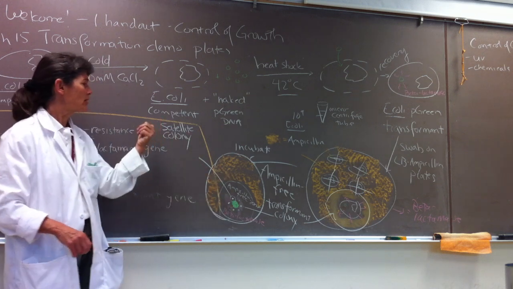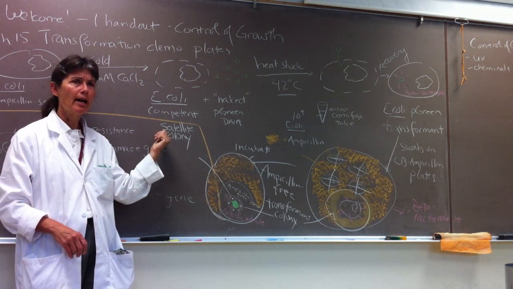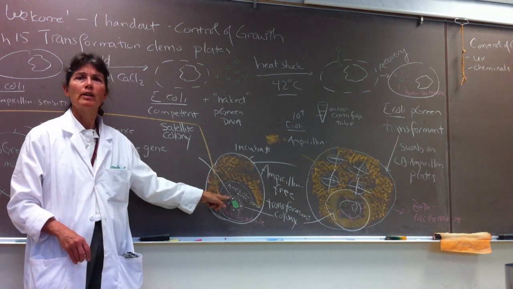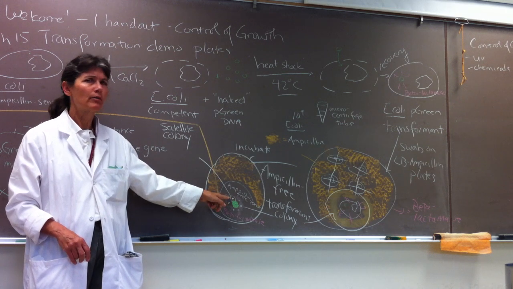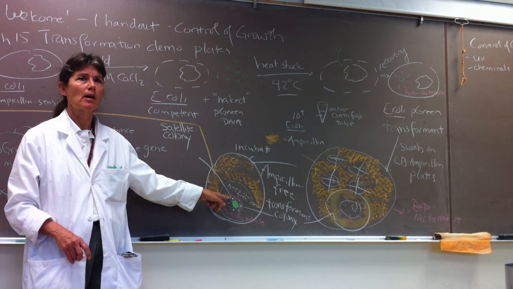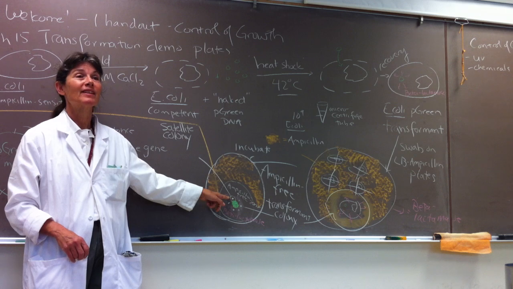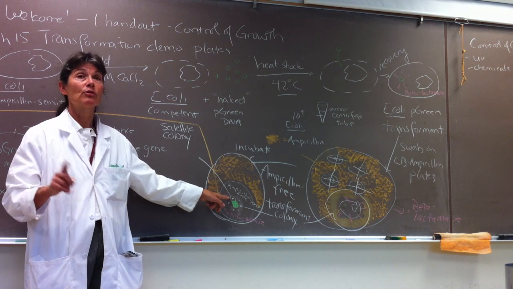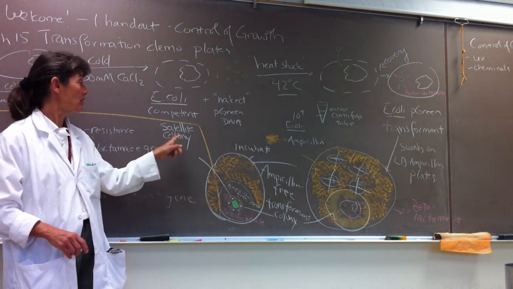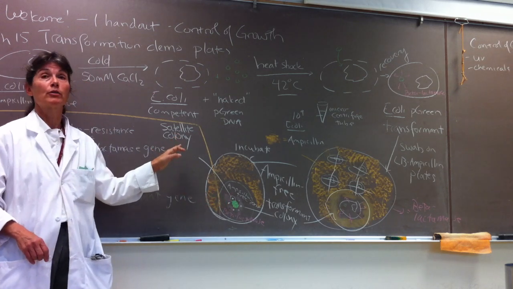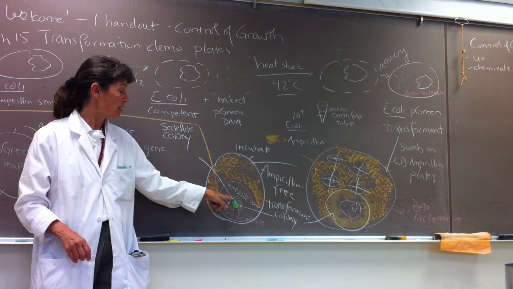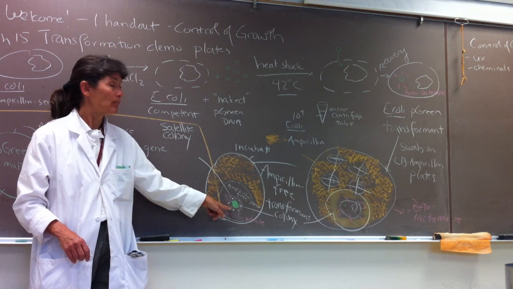So if these are the non-transformed E. coli, how is it that they're growing on the LB amp plates? We said they were going to be killed, right? How is this possible? Transformation. Okay, and if we presume they weren't transformed, right? So these are E. coli that were not transformed. How is it that they can grow on the LB ampicillin plate?